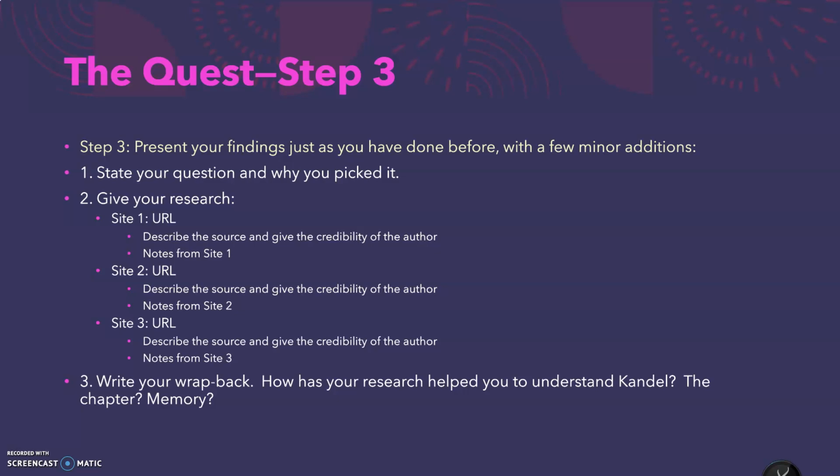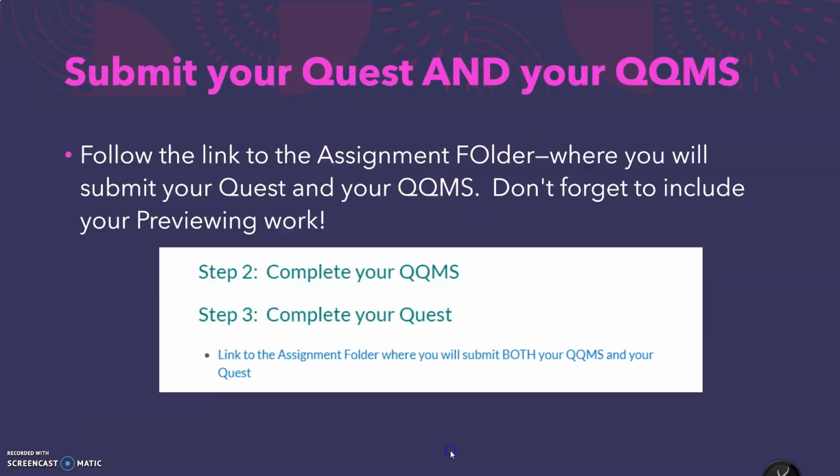So give your research. You know you need 3 articles that you've researched. So again, remember, because you need people for and against, you might have 2 for, 1 against, or 2 against, 1 for, or whatever combination makes sense. Present your information. Make sure you look at where it was published and who wrote it, and then give your notes. Set it up the same way you have done your quests in the past, and then don't forget about your wrap back section. How has your research helped you to understand Kandel, the chapter, and memory? Okay, so then your quest is complete.